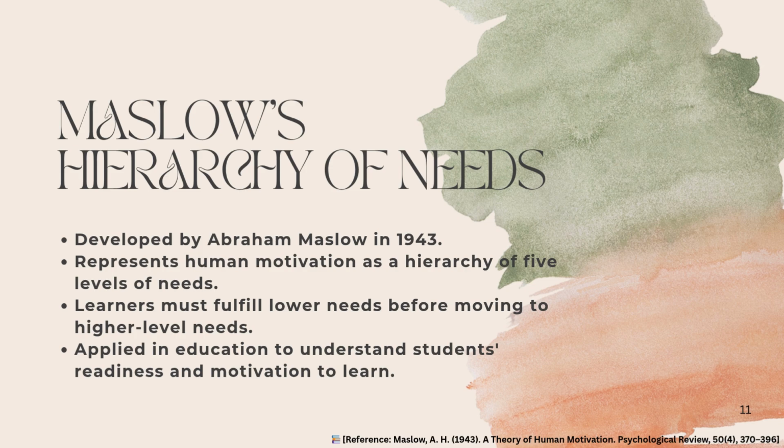This theory explains human motivation through a structured hierarchy consisting of 5 levels of needs, from basic physiological needs to the highest need of self-actualization. According to Maslow, learners must fulfill lower level needs before they can be motivated to pursue higher level growth. This model helps educators assess students' readiness and create more supportive learning environments.